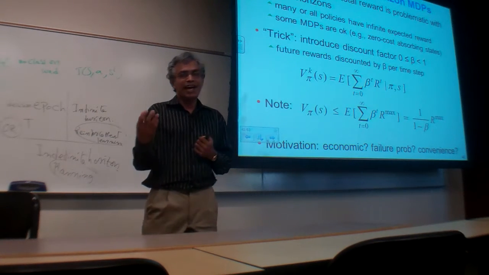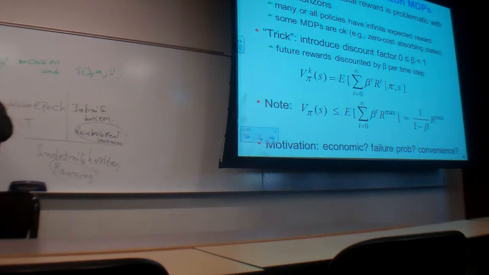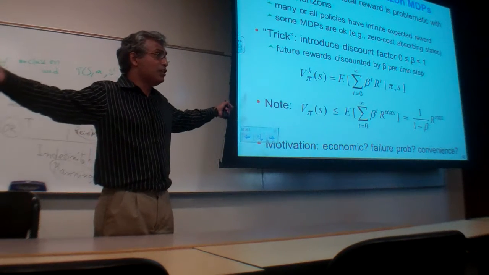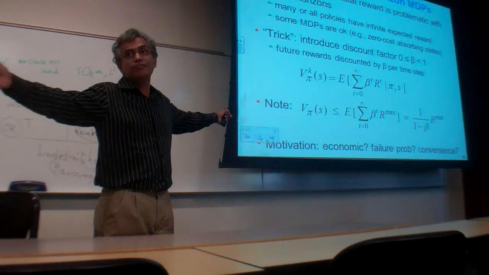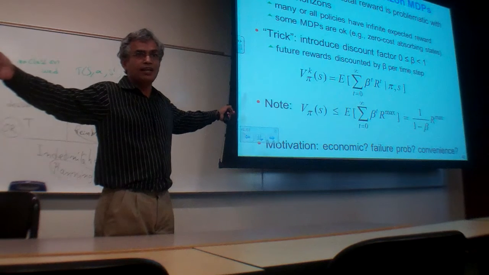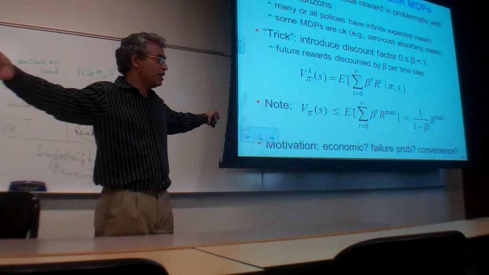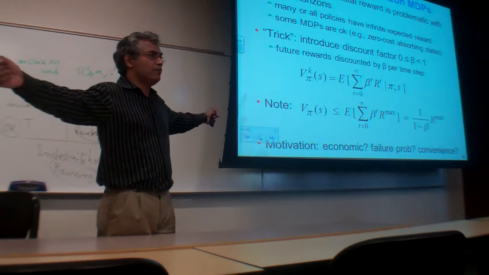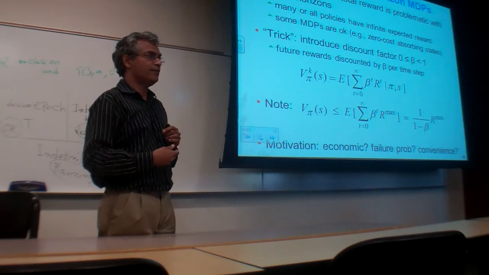Okay? So, that is the first, in some sense, mathematical problem you have here. To even talk about policies, you need to talk about what is the value of an infinitely long behavior. What's the accumulated reward of an infinitely long behavior? An infinitely long behavior can have infinite value.